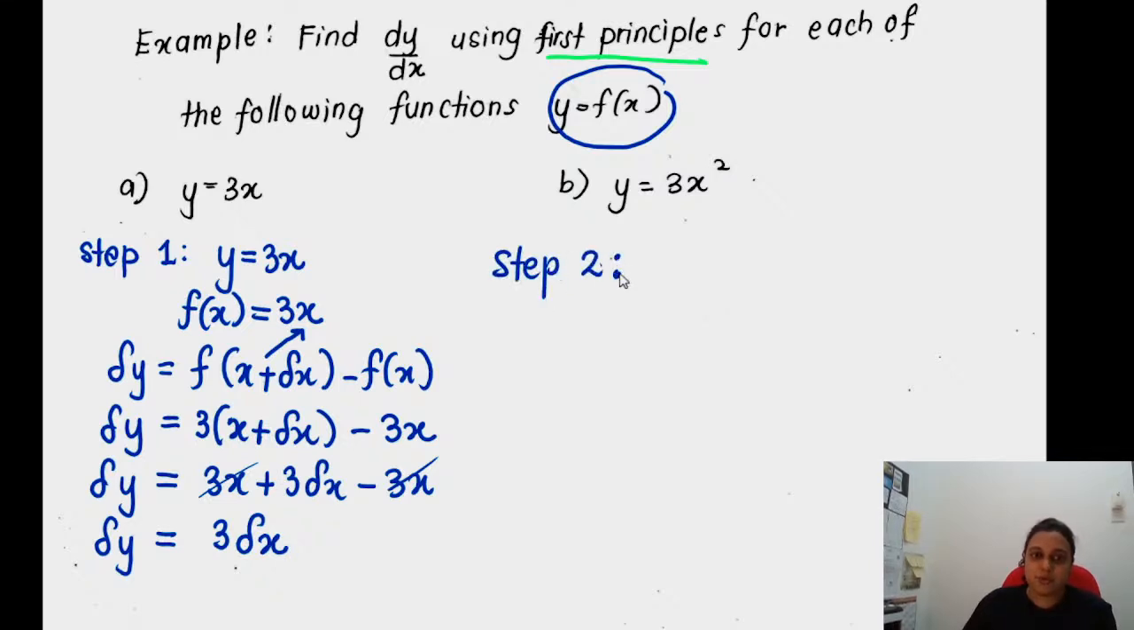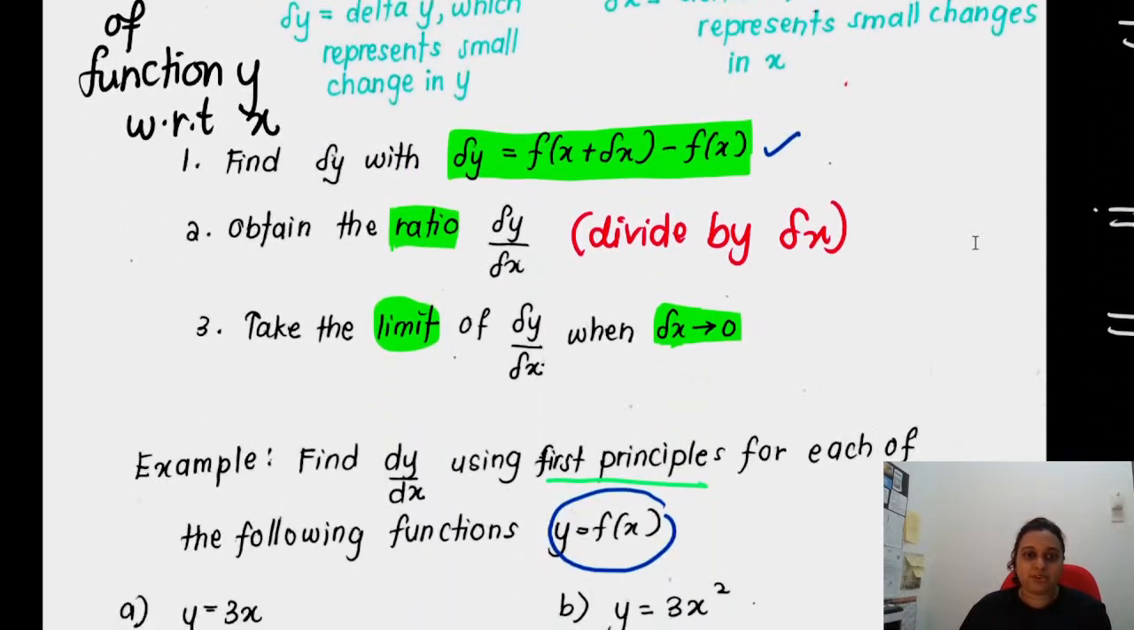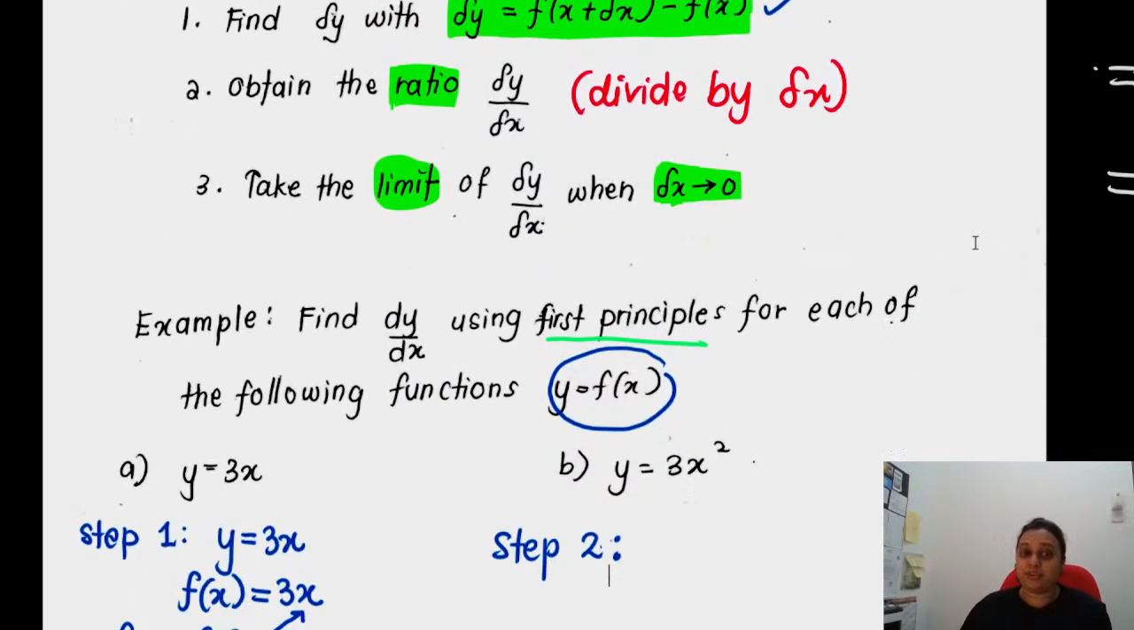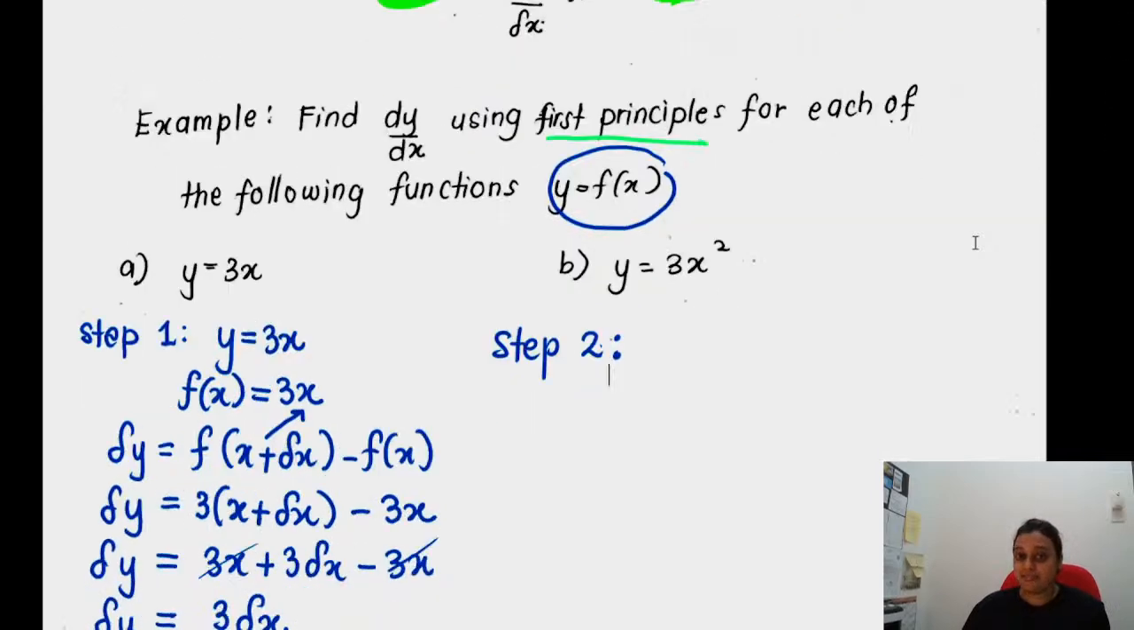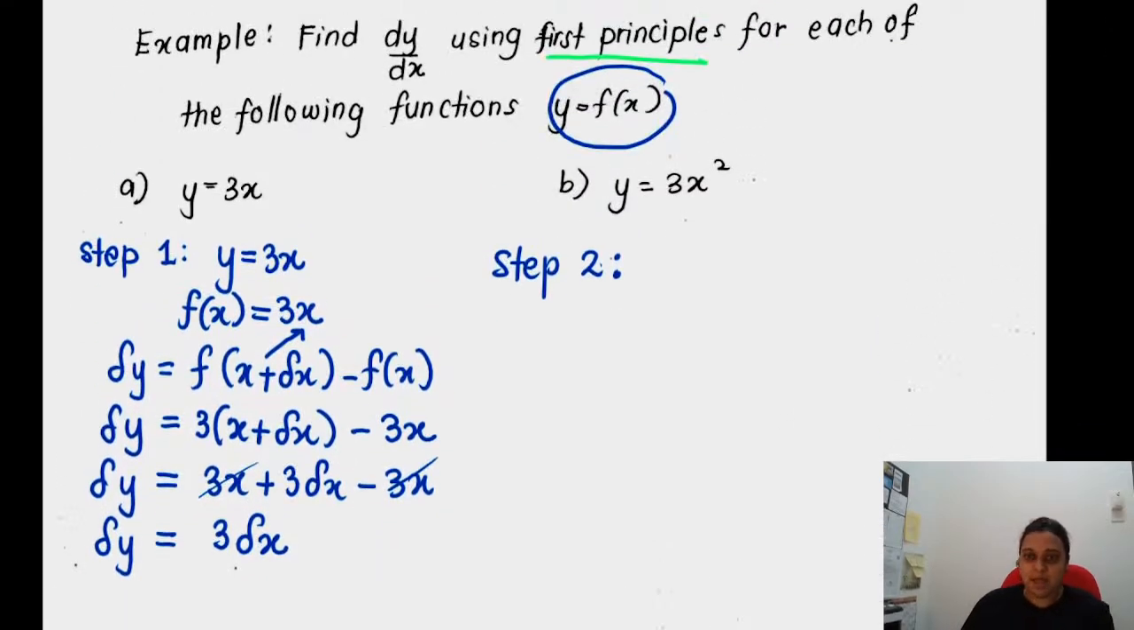Step 2, what was step 2? You must obtain the ratio, right? How to obtain the ratio delta y over delta x? You must divide by delta x. So I'm just going to write step 2, divide by delta x. So we're going to divide both sides.